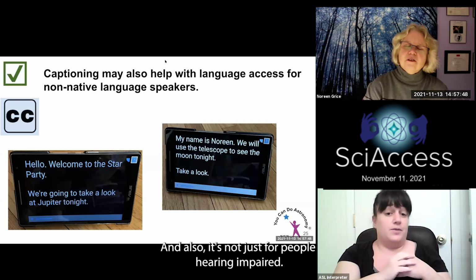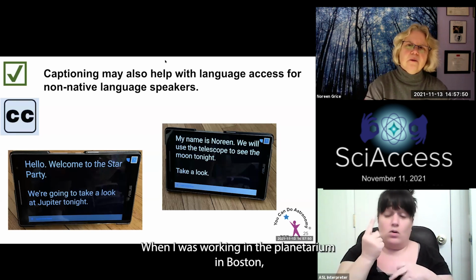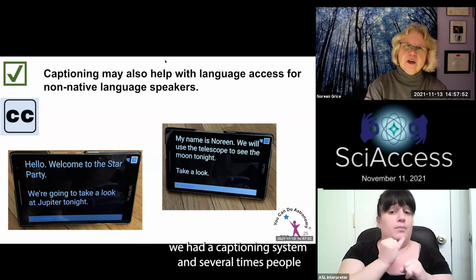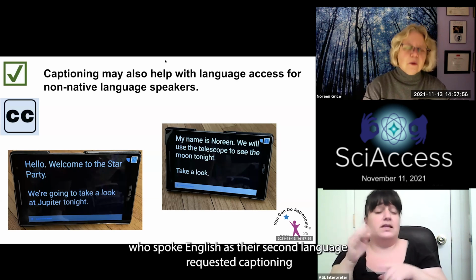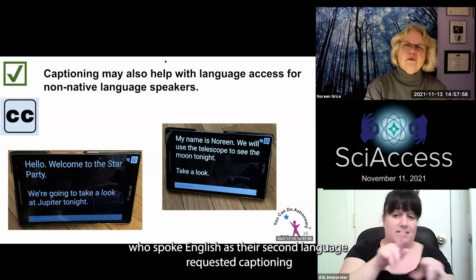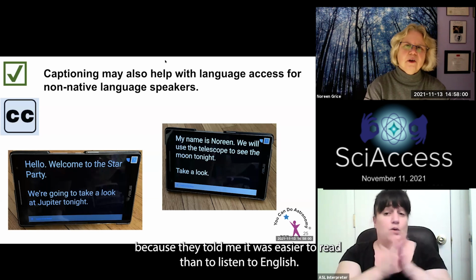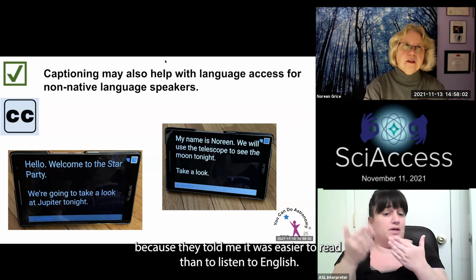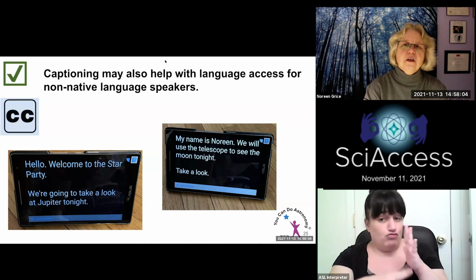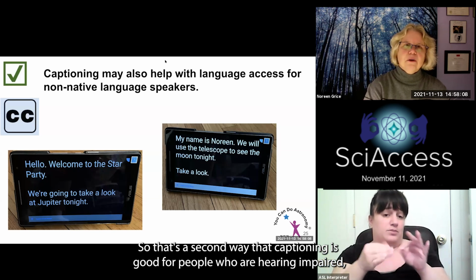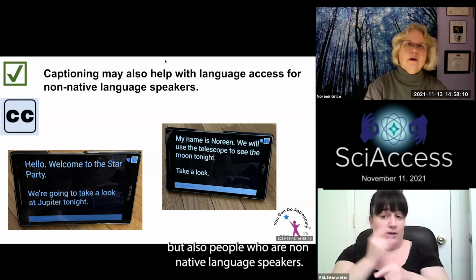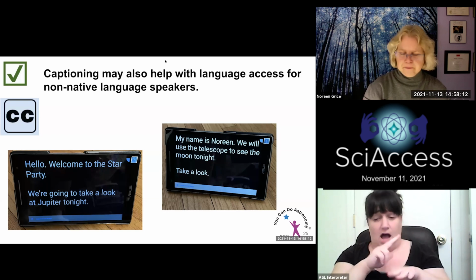And also, it's not just for people who are hearing impaired. When I was working in the planetarium in Boston, we had a captioning system, and several times people who spoke English as their second language requested captioning because they told me it was easier to read than to listen to English. So that's a second way that captioning is good for people who are hearing impaired, but also people who are non-native language speakers.